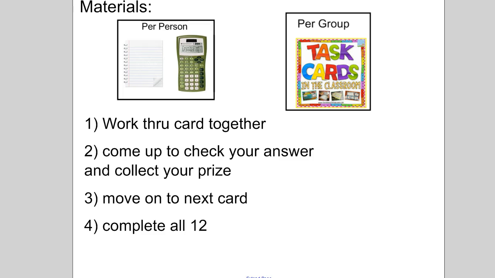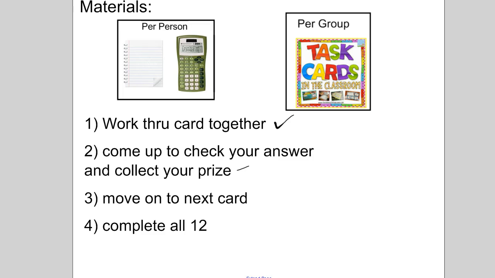All right, this is what's going to happen. You guys are going to get in your groups, and we're going to have the group assignments up in a minute. And each person has to have a calculator and a piece of paper. Okay? So you need a calculator and a piece of paper. You guys are going to get some task cards, and you are going to work through your task card as a group, as a pair. One of you is going to come up and check your answer, and if your answer is correct, you're going to get a prize. Okay, and then you're going to move on to the next card.